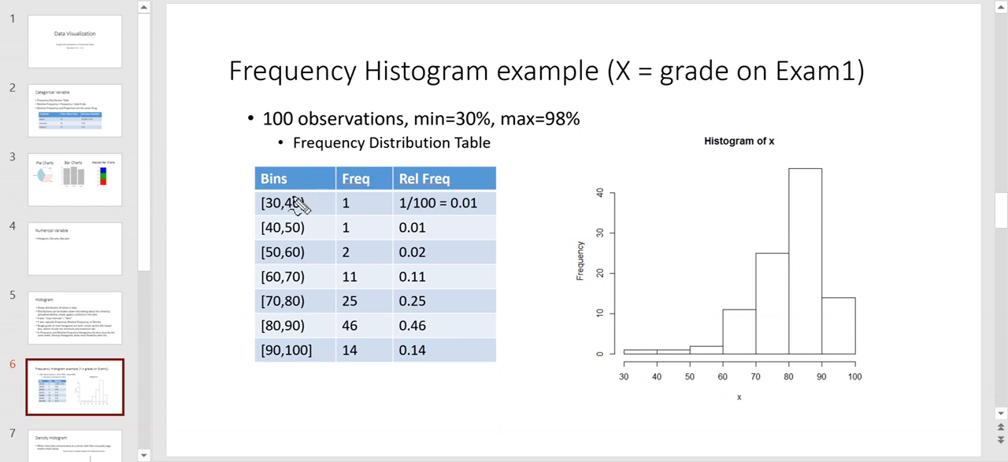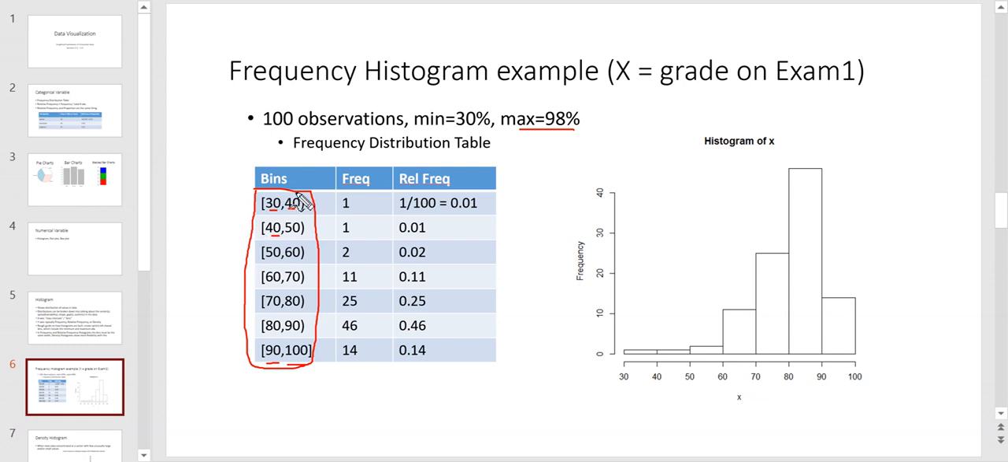Now, moving along, I create these bins. I chose a bin width of 10, so I got from 30 to 40, 40 to 50, 50 to 60, all the way on up to include my maximum, which was 98, so I went from 90 to 100. My bins are nice, clean numbers. You don't always have to have these nice, clean numbers. Your bins could have started at 29.73, for example, as long as the bin widths are the same, you're not breaking any rules with the frequency histogram.